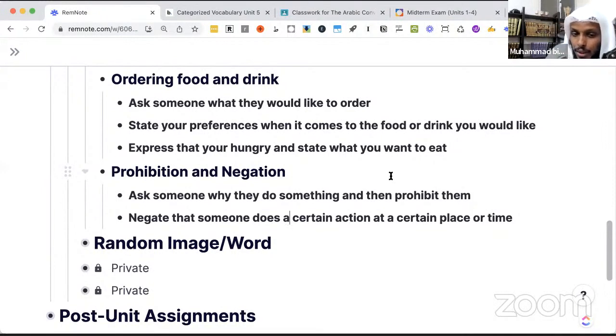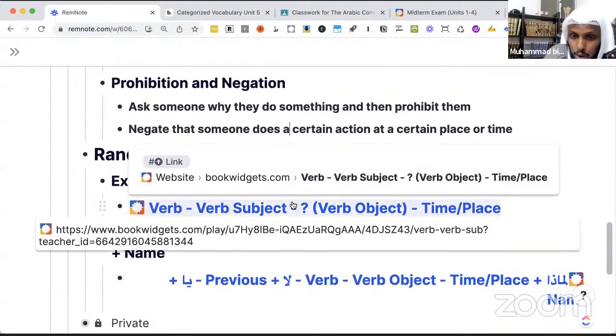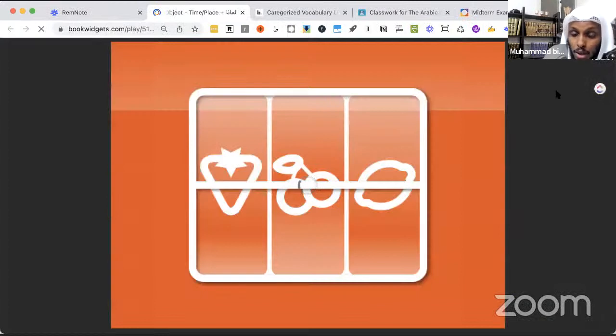And then finally, we have the random image and word ones. This one's similar to the one we did last time. Let me show you this one quickly, which I created today.